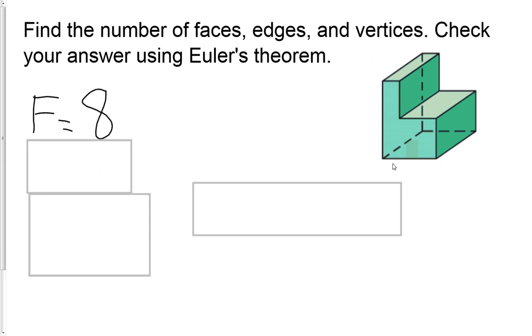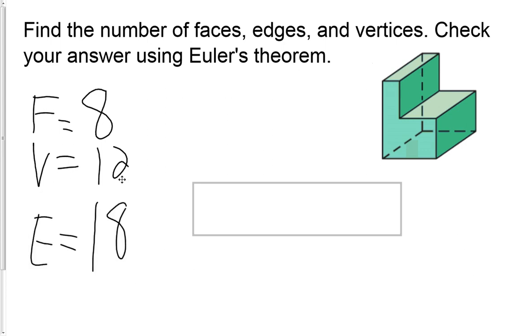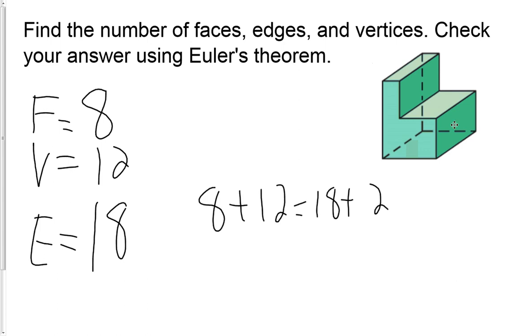How many vertices? So 1, 2, 3, 4, 5, 6, 7, 8, 9, 10, 11, 12. And then edges. Whew, a lot of edges. Maybe we'll go bottom up. So 1, 2, 3, 4, 5, 6, 7, 8, 9, 10, 11, 12, 13, 14, 15, 16, 17, 18 is what I counted. And so 8 plus 12 equals 18 plus 2. Check. It works. 20 equals 20. And we're good. A couple more of these.